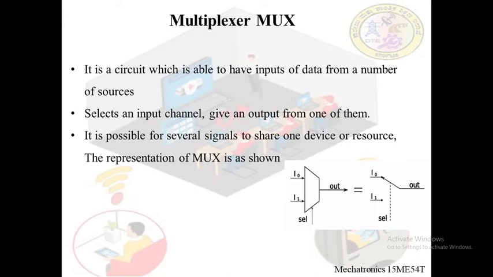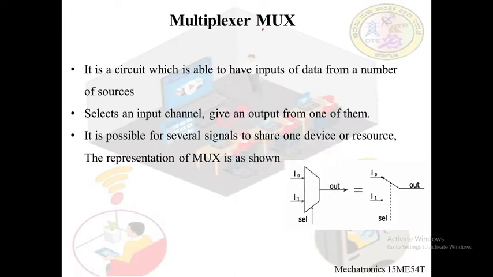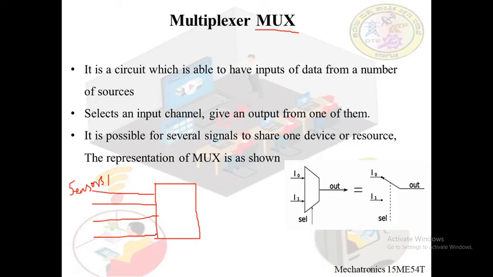First, let us try to understand what exactly is a multiplexer. Multiplexer, also called as MUX, is a circuit which is able to have inputs of data from a number of sources. For example, we are receiving data from, let us say, 4 sensors: sensor 1, sensor 2, sensor 3 and sensor 4.